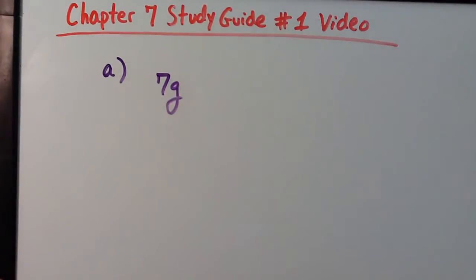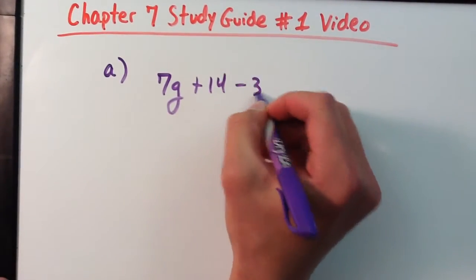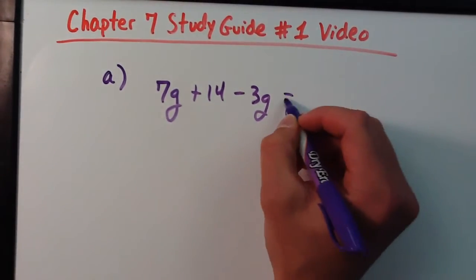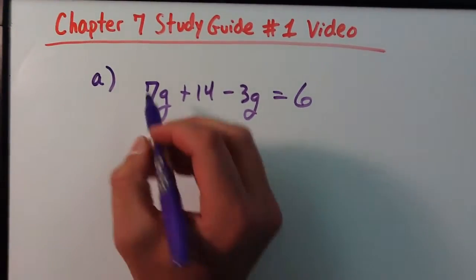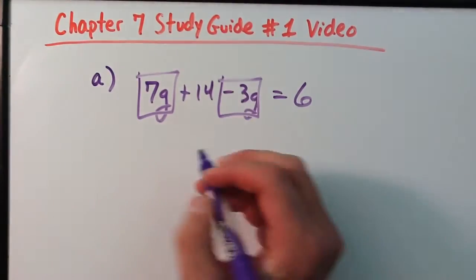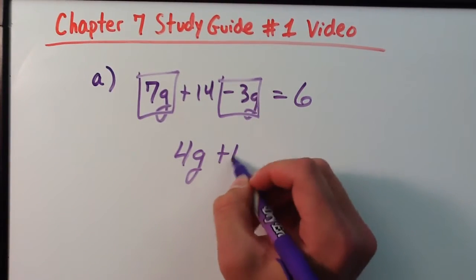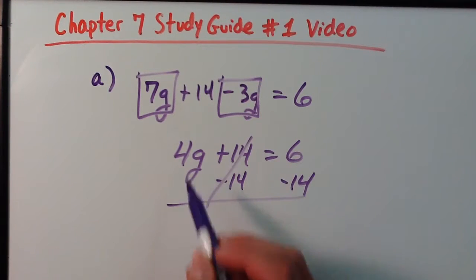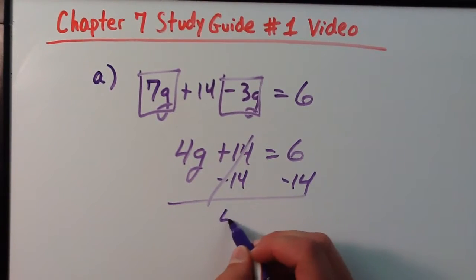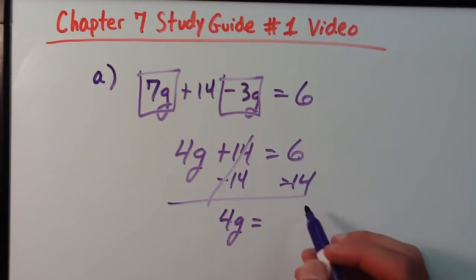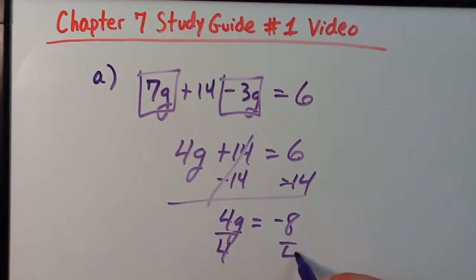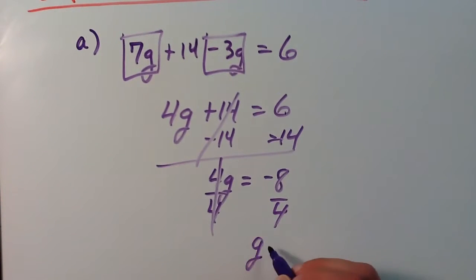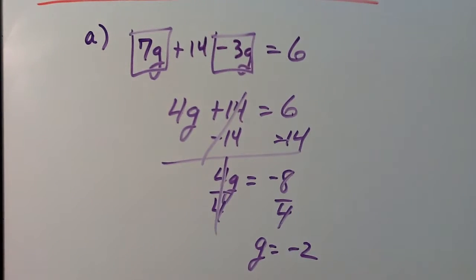The equation is 7g plus 14 minus 3g is equal to 6. I have no parentheses, but I do have like terms, right? 7g minus 3g, that's 4g. Still have plus 14 is equal to 6. I'm going to get 14 on the other side because my variable is on the left side. And so 4g is equal to 6 minus 14, which is negative 8. I solve for g by dividing by 4. And so g is equal to negative 2. So that equation has one solution. That one's out because I'm looking for the equation that has no solution.